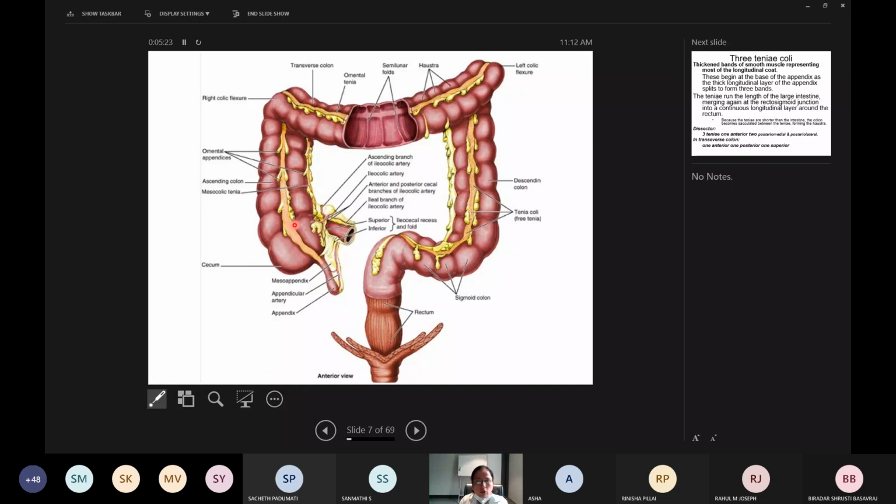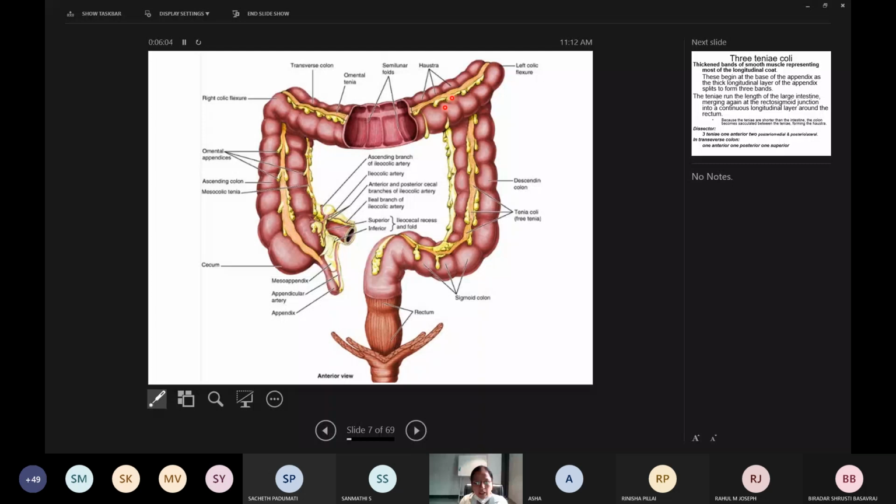So these taenia coli are of three types: taenia libera, taenia mesocolica and taenia omentalis. In the vertical colon, that is in your ascending and descending colon, the taenia libera lies in front, the taenia mesocolica on the posterior medial surface, and on the posterior lateral surface you will have the taenia omentalis. So you can see here the mesocolic taenia. This is the taenia libera on the anterior surface.